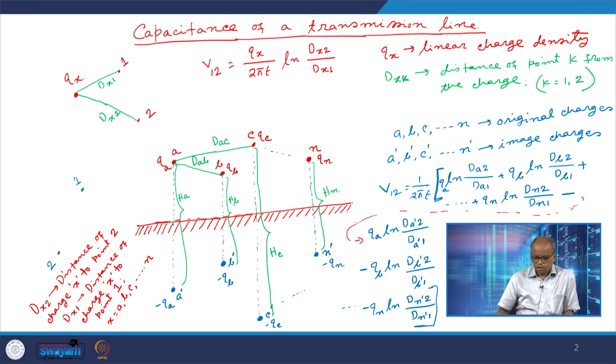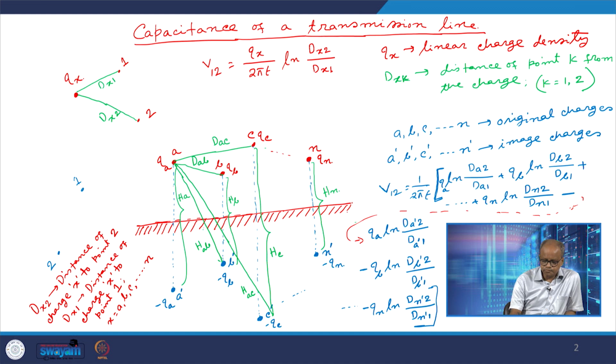Alright. So then therefore, I can write down, and then we also say that the distance from point A to point B dash is given by say HAB. So it is basically the distance between point A and the image charge of B dash. Similarly, the distance between point A and point C dash would be given by HAC. Then similarly it would be HAD, then HAN.